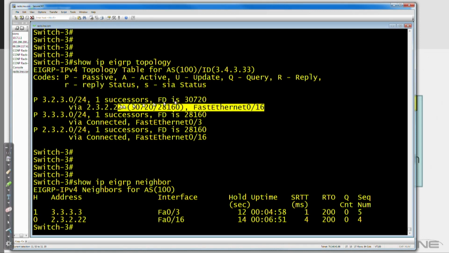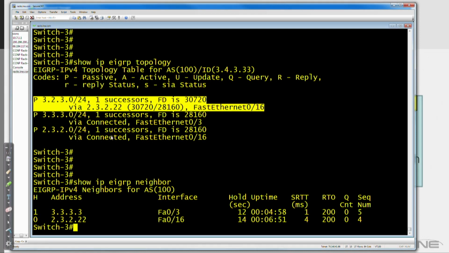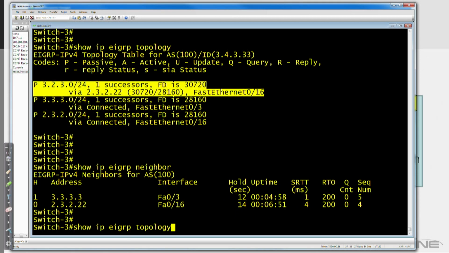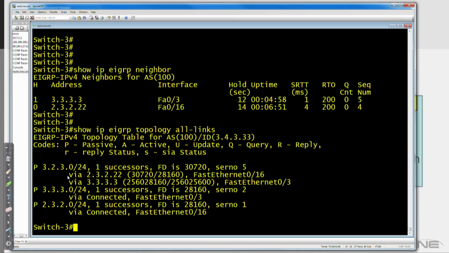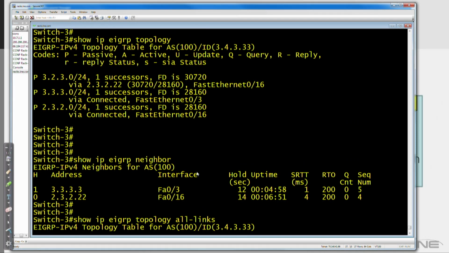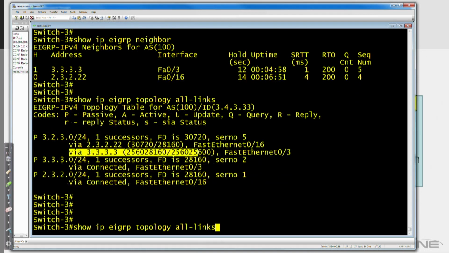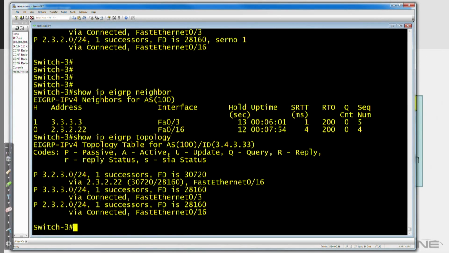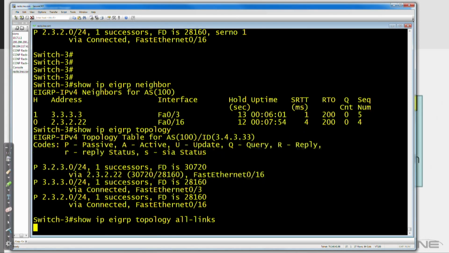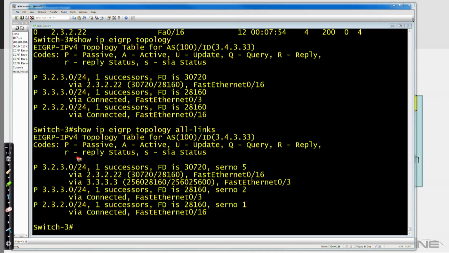The reality is I made that delay so horrible that when switch 2 advertised it, this device said, well, take a look at this. Show IP EIGRP topology all-links. So look at this. This is router 3. Something got changed here. Okay, so here is what we're looking at. For the 3.2.3 network, it now says I have 1 successor.